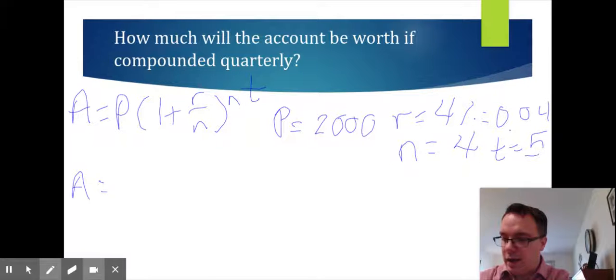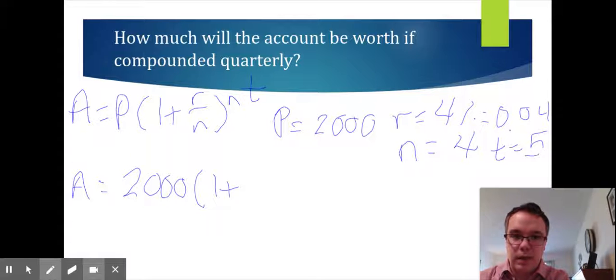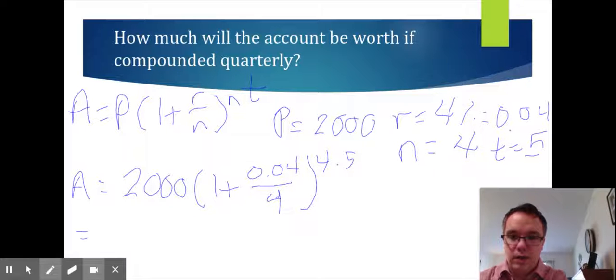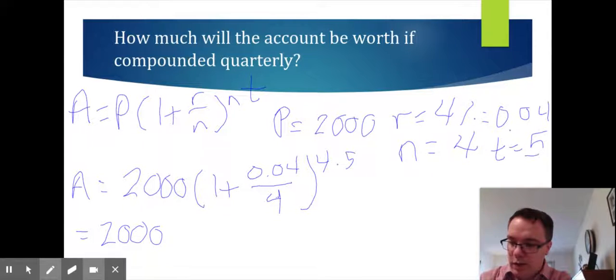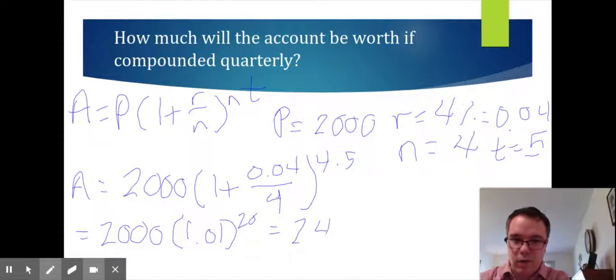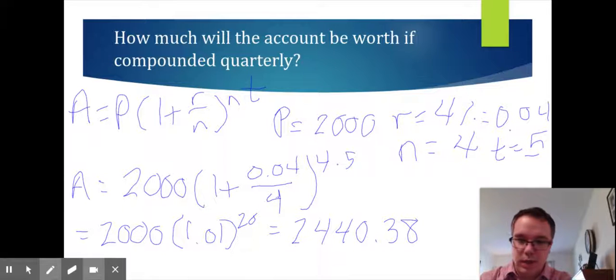So if I do that, I'm going to get 2,000 times 1 plus 0.04 divided by 4 to the 4 times 5 power, which is 2,000. And then 0.04 divided by 4 is 0.01. So I'm going to get 1.01. And 4 times 5 is 20. And that's what I'm going to put in my calculator. And if I do that, I get 2,440.38, which again is 2 decimal points because we're talking about money.